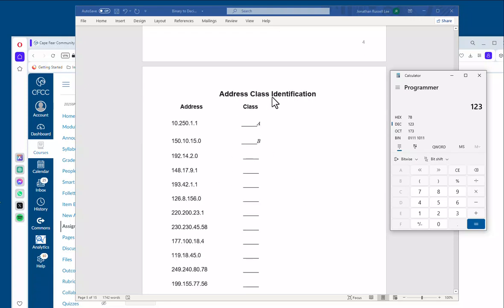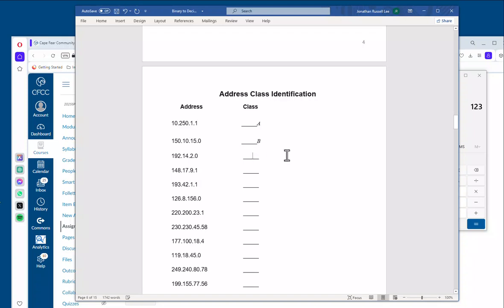Okay, now address class identification. If you don't remember, a few minutes ago when we were talking about these things, 0 through 127 was class A, and then 128 through 191 was class B, and then 192 up through 223 was going to be class C. Okay, so this is a class C address.